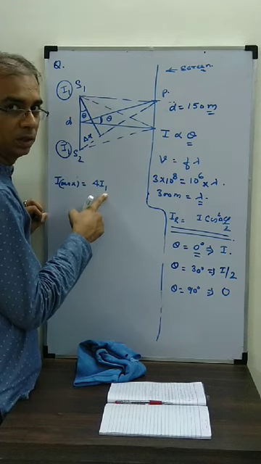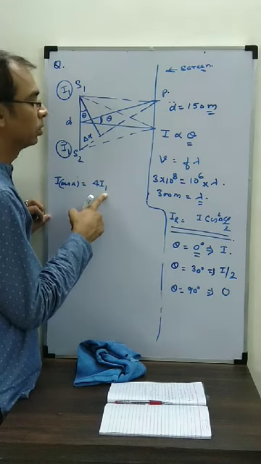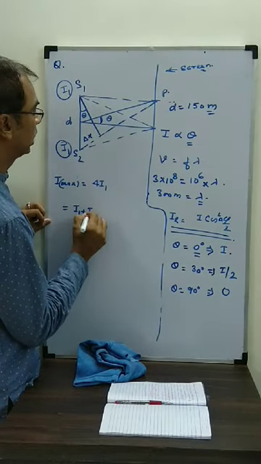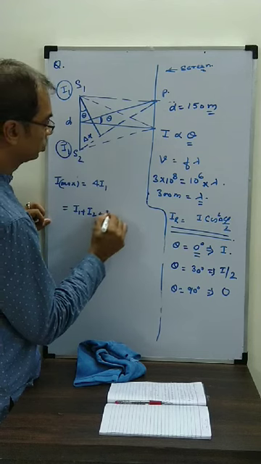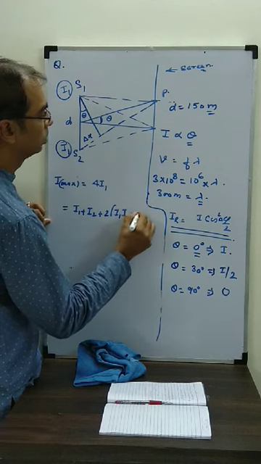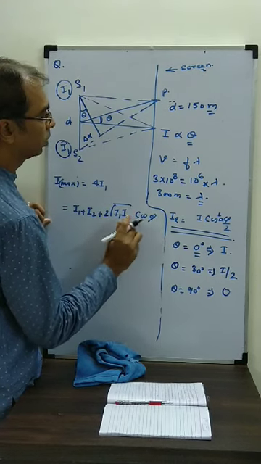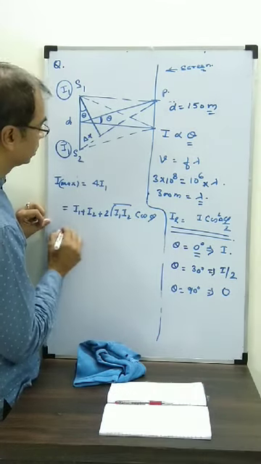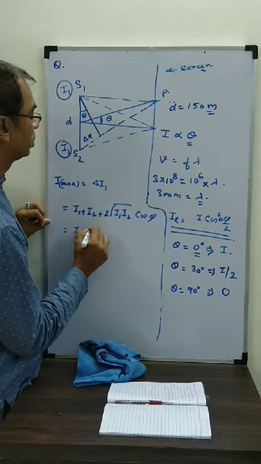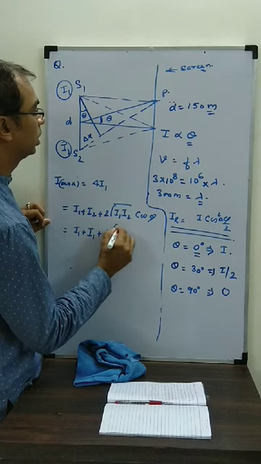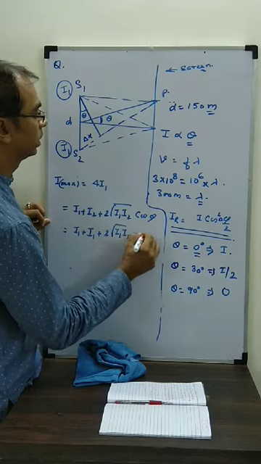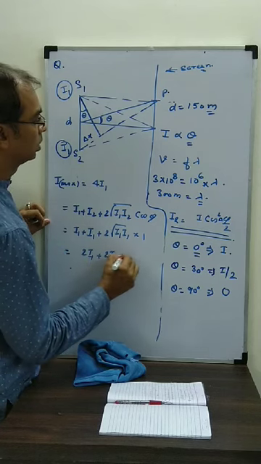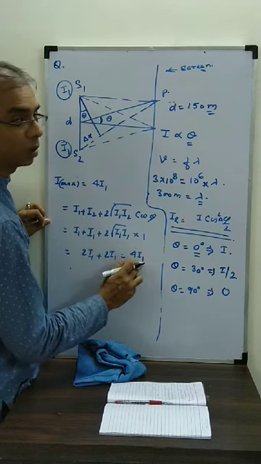Maximum intensity should be 4I1. How? You can find it if you want. It is I1 plus I2 plus 2 root over I1 I2 cos phi. When we are talking maximum, this phi needs to be 0, which means cos phi is 1. Since this is I1 and I2 is also I1, it is I1 plus I1 plus 2 root over I1 I1. This is 1, so this is 2I1 and this is also 2I1. So maximum intensity needs to be 4I1.